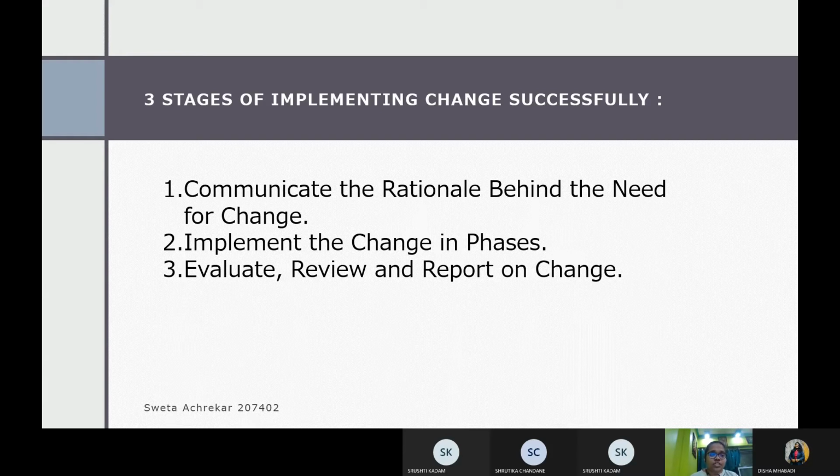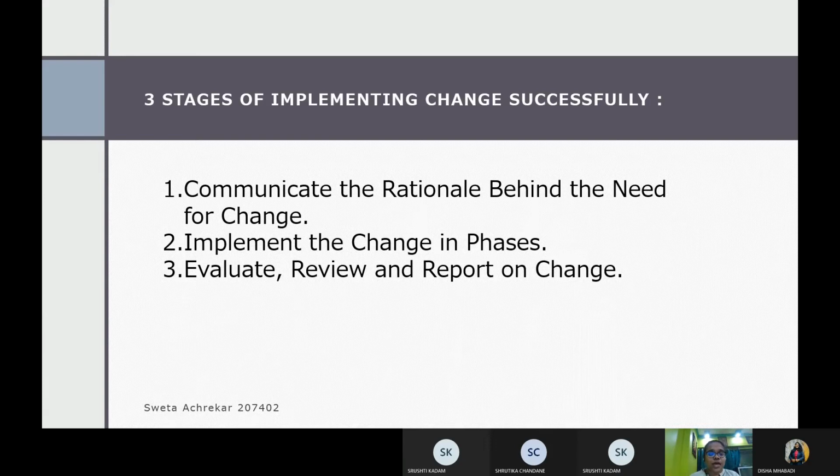Second, implement the change in phases. A lake is formed by one drop at a time. Likewise, change should be implemented step by step. It can be implemented either at specific intervals of time or in small groups. This helps the manager to know how effective the change is. Third, evaluate, review, and report on the change. The entire change process should be carefully monitored so that its effects can be evaluated and reviewed. In addition to that, the change should be conveyed to every member of the organization.